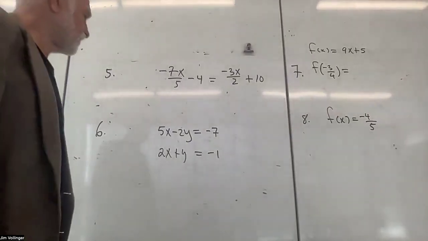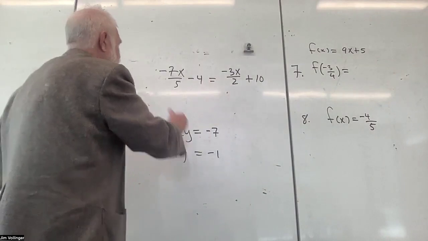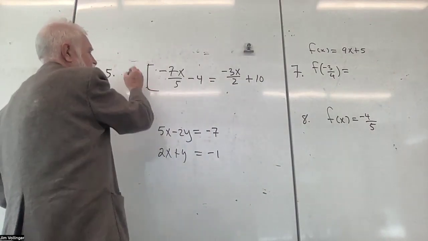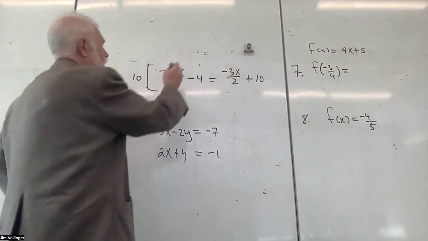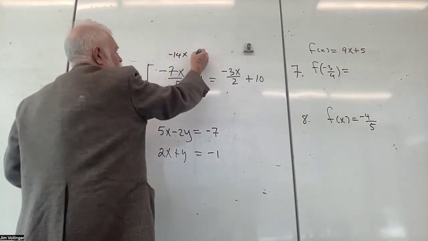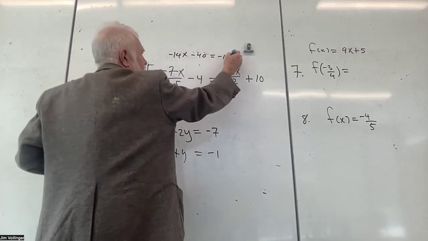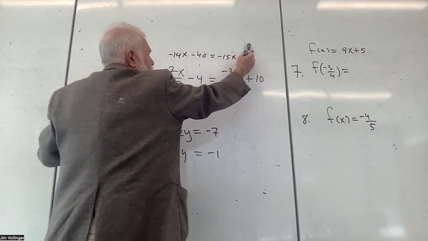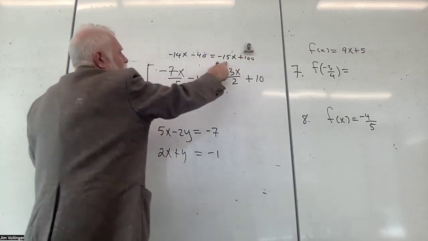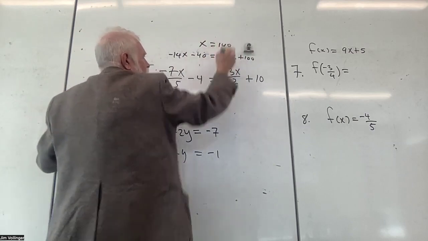All right, let's get this desk out of the way. Solving this equation, where do these 2 lines intersect? Let's find out that x value. So I'm going to multiply by 10, and I'm going to get minus 14x minus 40 equals minus 15x plus 100. Okay, so I'm going to bring the 15 this way, which gets me x. I'm going to bring the 40 that way, it gets me 140.